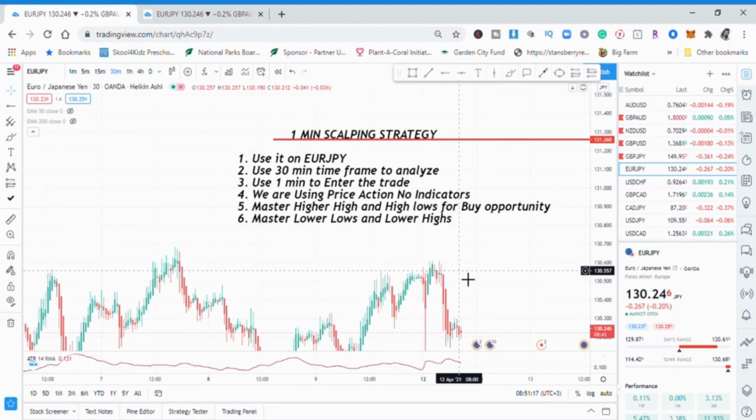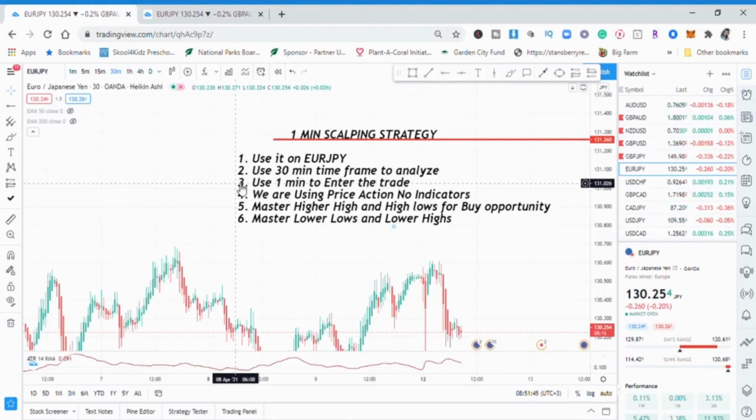The other thing is to use the 30 minutes time frame to analyze your charts. You need to use a higher time frame. You cannot just go to 1 minute and analyze the market. You need at least a higher time frame, and in this case we'll be using the 30 minutes time frame. The third thing, use 1 minute to enter the trade. That's why it's a 1 minute scalping strategy, because in your 1 minute time frame, you'll get the entry.